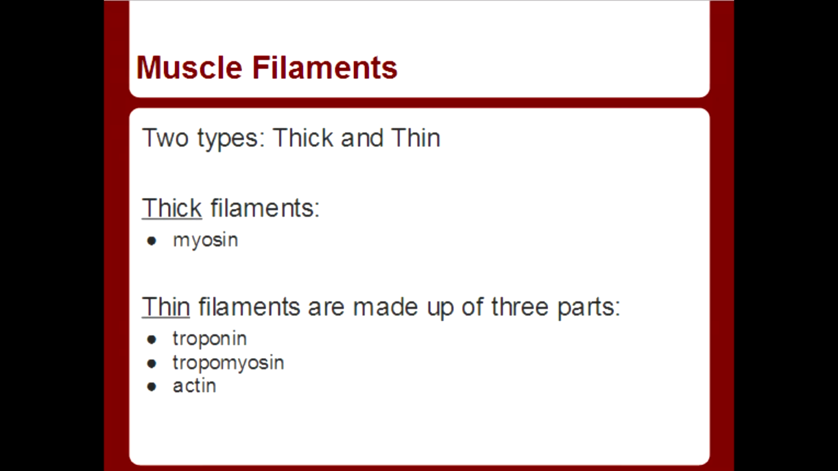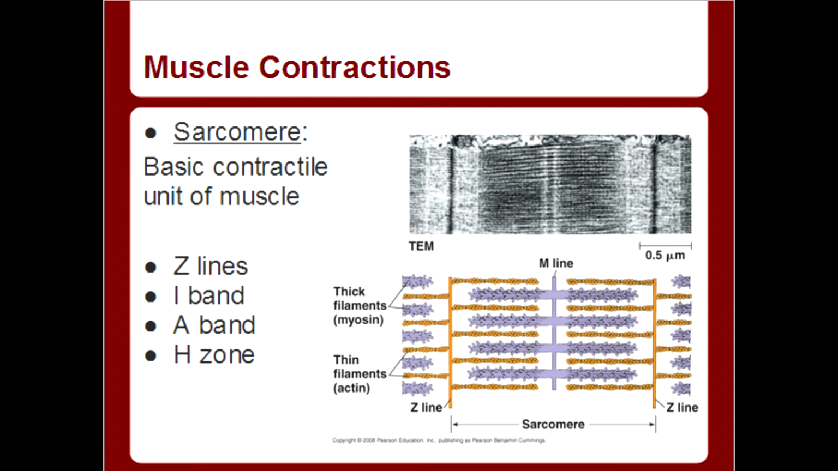So there are two types of muscle filaments, thick and thin. Thick filaments are made of basically myosin, and thin filaments are made of three parts: troponin, tropomyosin, and actin. We'll get into that very soon. Okay, so the sarcomere is a basic contractile unit of muscle, and it's separated into different parts.